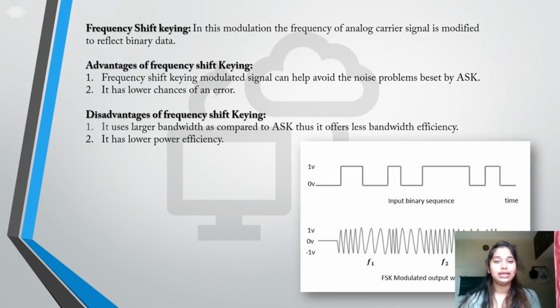Frequency shift keying. In this modulation, the frequency of analog carrier signal is modified to reflect binary data. What's advantages? Frequency shift keying modulated signal can help avoid the noise problems beset by ASK. It has lower chances of an error. Disadvantages of frequency shift keying. It uses larger bandwidth as compared to the ASK, thus it offers lower bandwidth efficiency. It has a lower power efficiency.